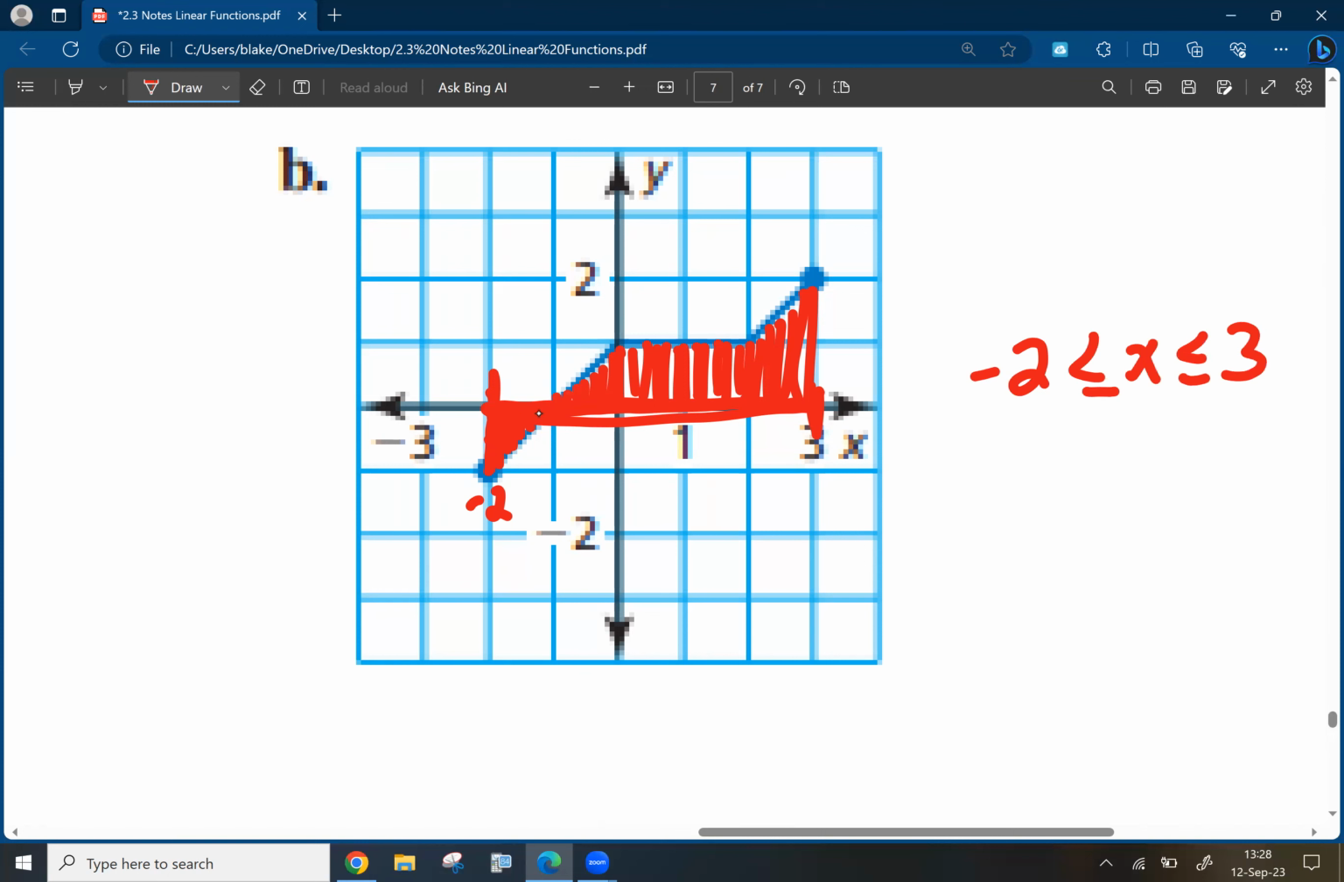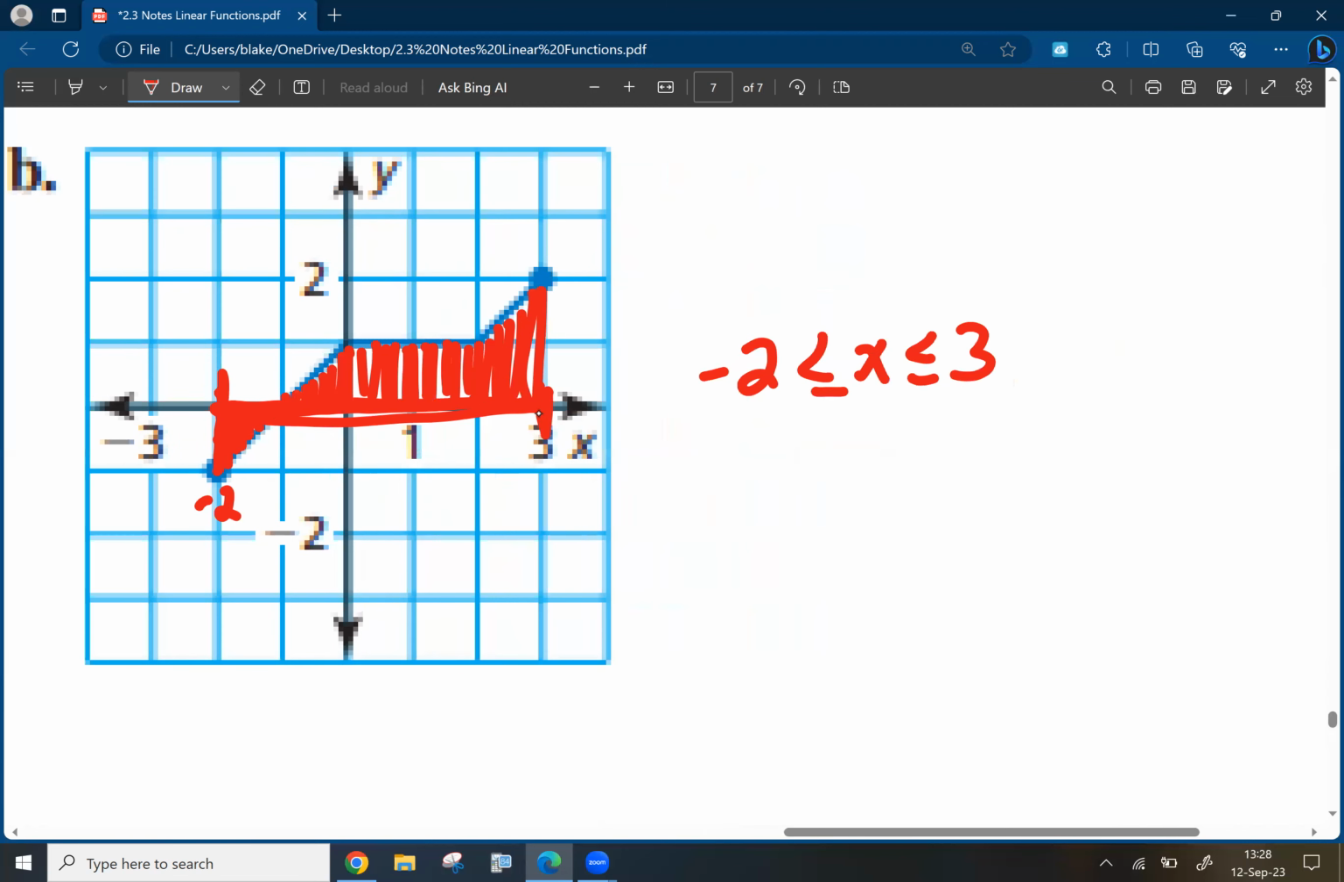And the way we're going to write that is this. So this says everything from -2 to +3. That's kind of how you can read it. It's X values between -2 and +3. That's how I indicate my domain for this one.